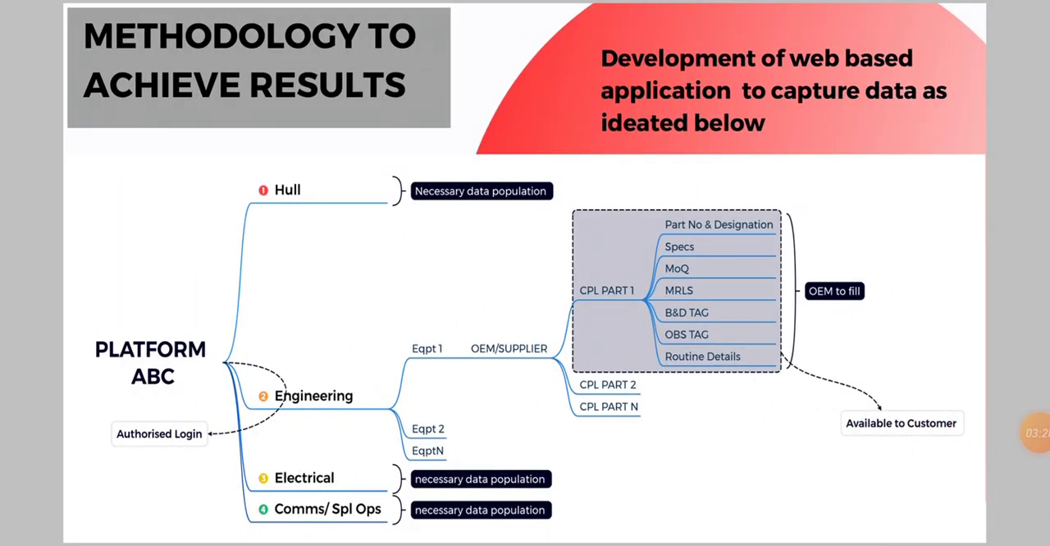This is just a diagram to show that there will be a platform and some departments. In every department there will be equipment, then some OEM and supplier, and we will have a component part list, and that part list will have different attributes. Those attributes will be provided by the OEM and fed in predefined fields, in the form of Excel or something like that, which we can discuss. Finally that will be available to the shipyard, and further the end user can use that.